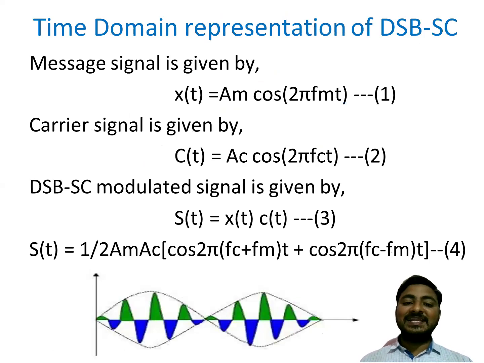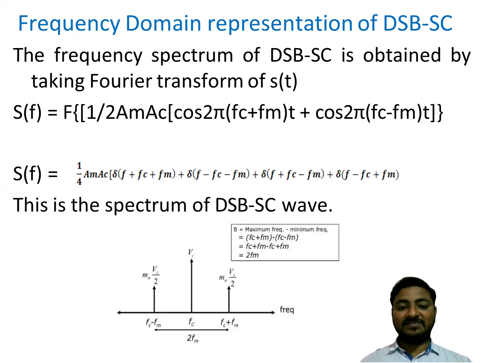So the message signal is represented as x(t) = Am cos 2πfm t in DSB-SC. The carrier signal of the ring modulator is represented as c(t) = Ac cos 2πfc t. The DSB-SC signal s(t) = x(t) times c(t). Then s(t) = 1/2 Am Ac [cos 2π(fc + fm)t + cos 2π(fc - fm)t]. This DSB-SC signal contains two components: one is the upper sideband component and the second one is the lower sideband component.